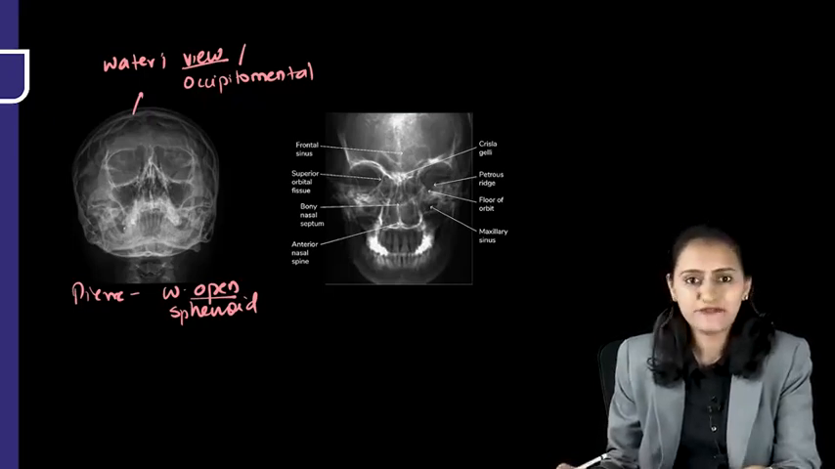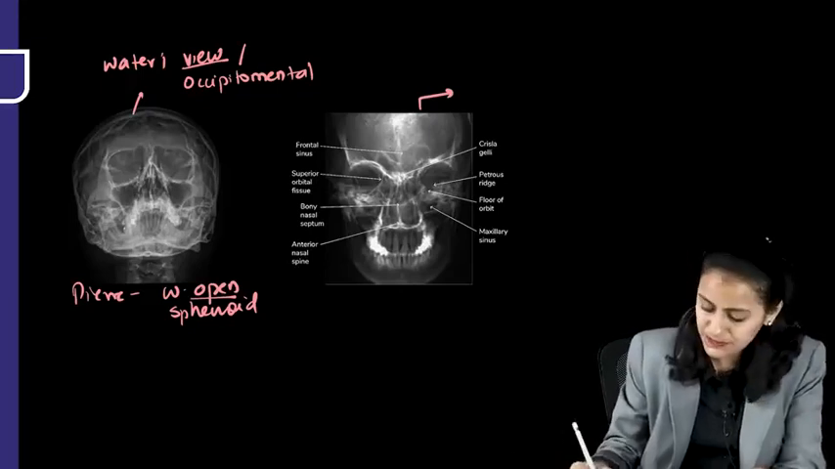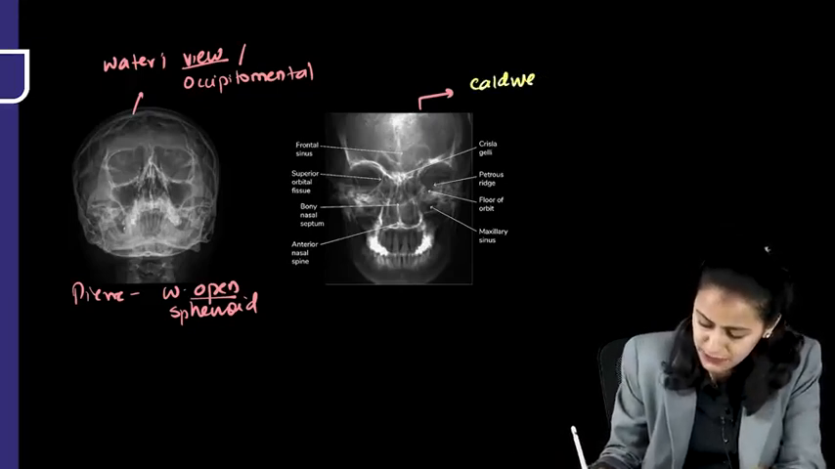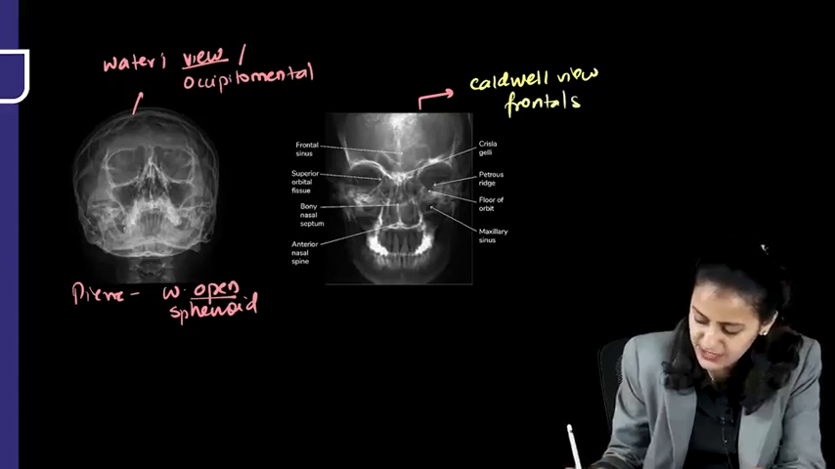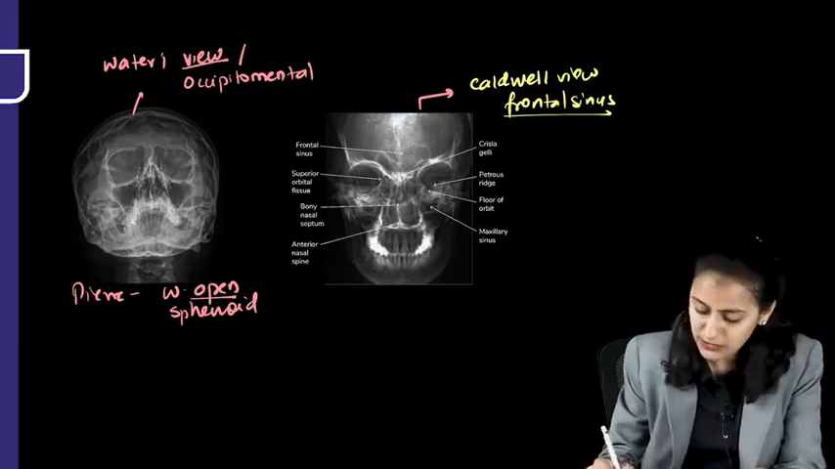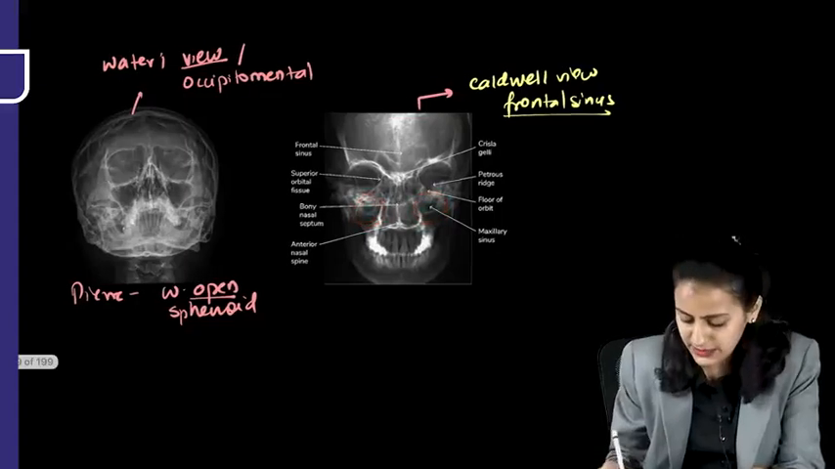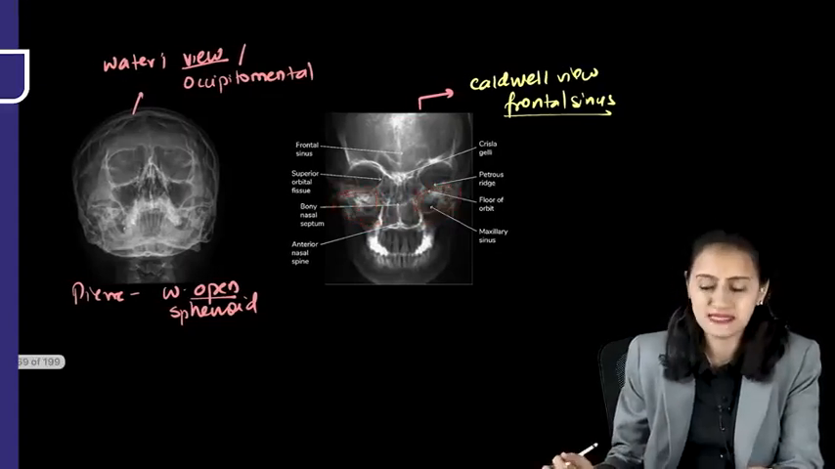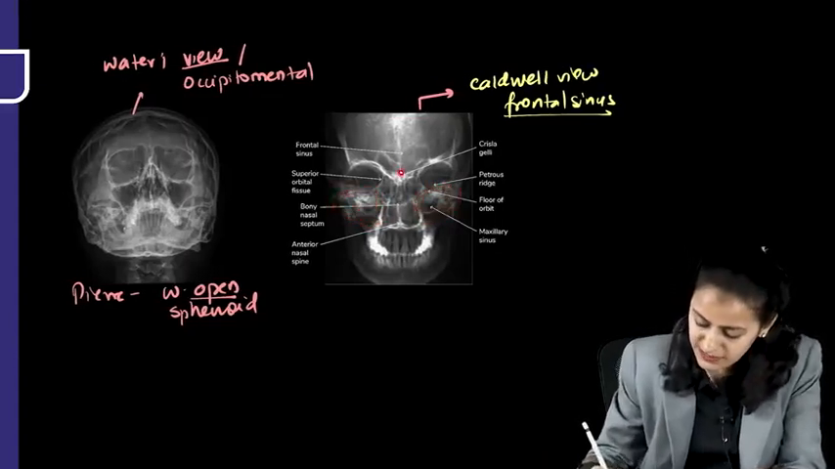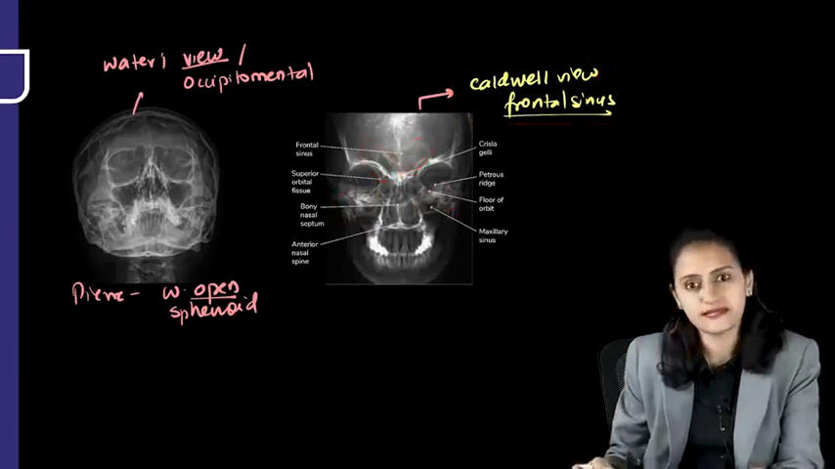The next that we have here is, what X-ray view is this? One of the FMG exam questions. This is the Caldwell view, which is the best view for visualization of the frontal sinus. And how do I know this is Caldwell? Because I don't see the maxillary sinus well here. There's a bone overlapping the maxillary sinus. So what is it best for? The frontal sinus. So remember, this is Caldwell view for frontal sinus.